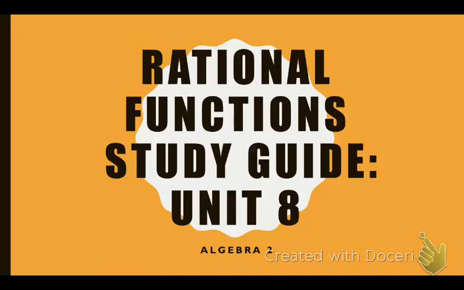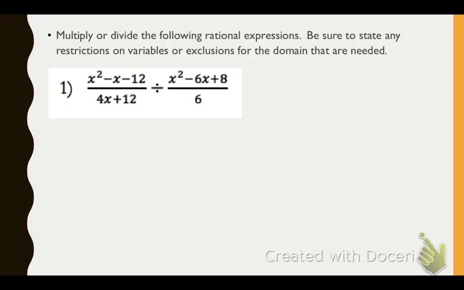Algebra 2, Unit 8, Study Guide, Rational Functions. So let's look at number 1, multiplying or dividing the rational functions. Be sure to state any restrictions on variables or exclusions for the domains that are needed.